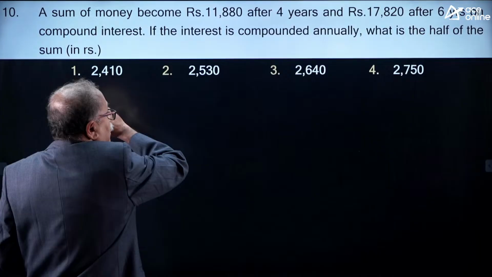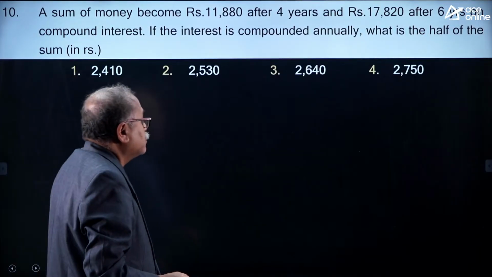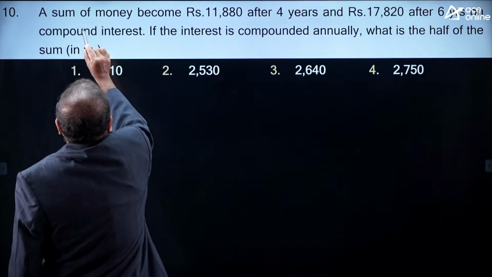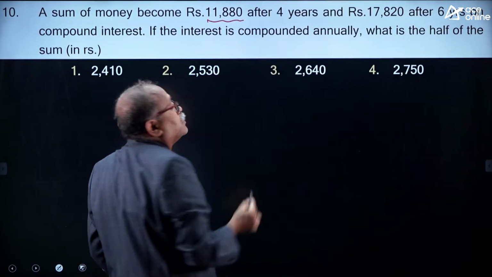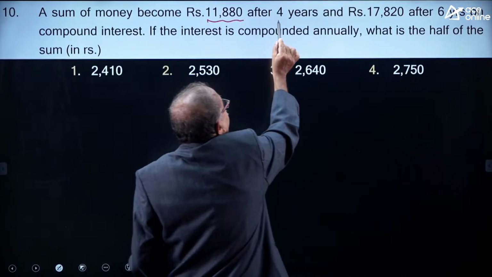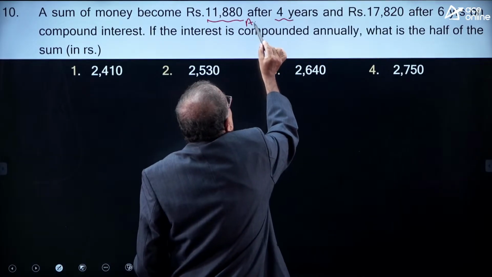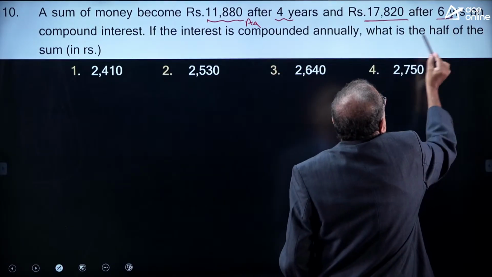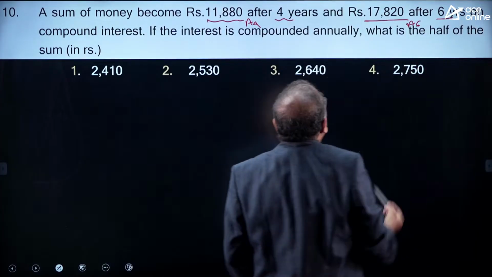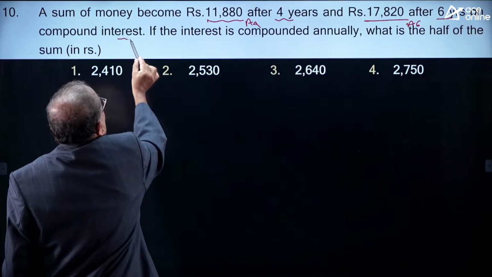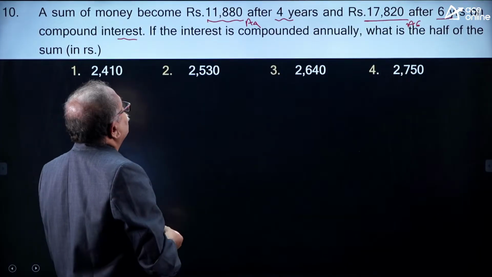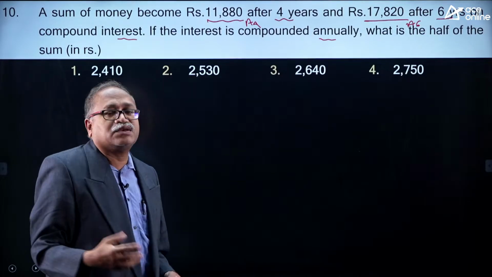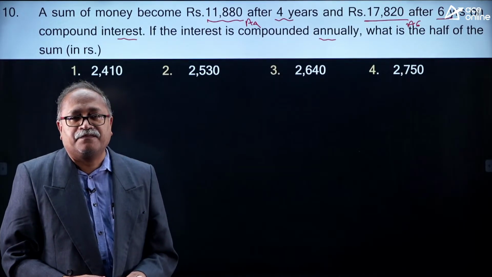Check your 10, I think. How about 9? 9 is over. Okay. Look at this one. A sum of money becomes 11,880 in 4 years. So, this is the amount after 4 years, and 17,820 after 6 years. This is the amount after 6 years on compound interest. What is the question? The interest is compounded annually. What is the half of the sum? Once I get the sum, I can find out the half of the sum.